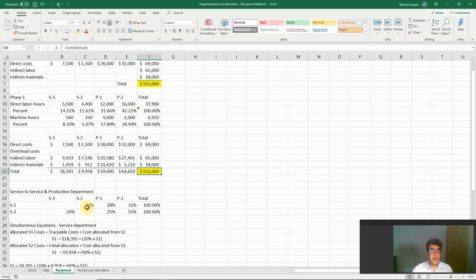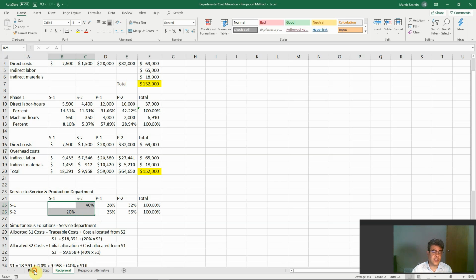So what is the percentage of relationship among them? Service one, 40% of the time was allocated to service two, 28 to production one, sorry, 32 to production two. Service two, 20% for service one, 85 for production one, and 55 for production two. And here we have the problem. We have the service departments working together. Service one works for service two, which works for service one.